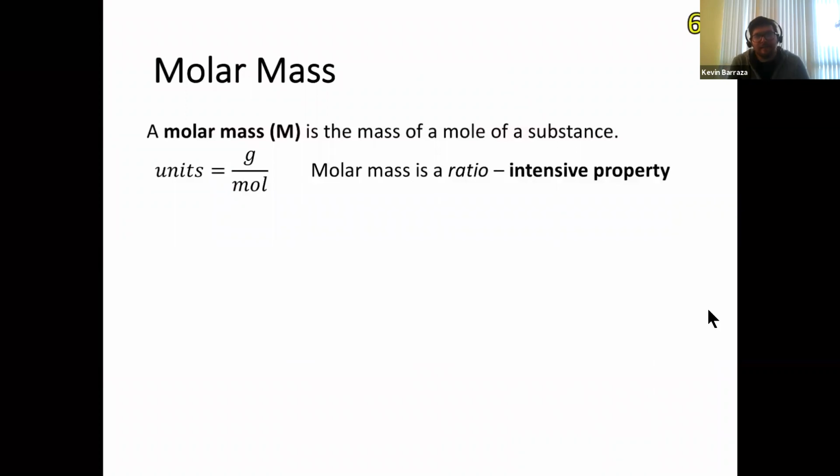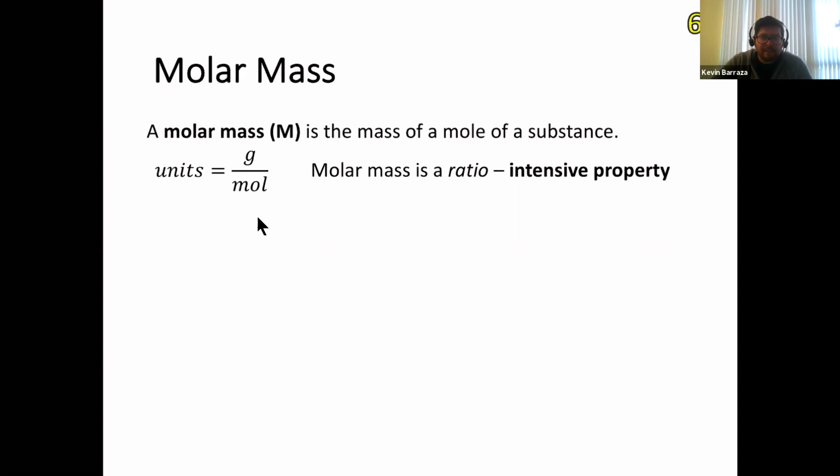Okay, more discussion about molar mass. So molar mass is a property of matter. It would be considered a physical property because we don't need to damage the substance to measure it. Molar mass is given the capital M. It is the mass of a mole of substance. So obviously, we just went over its units: grams per mole.